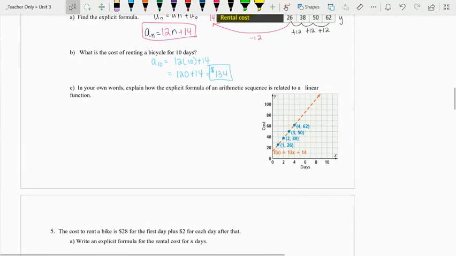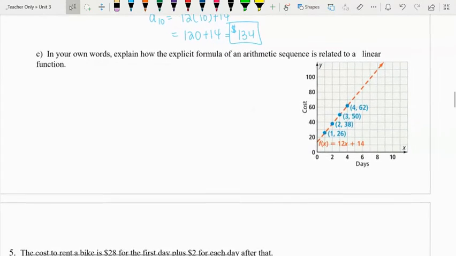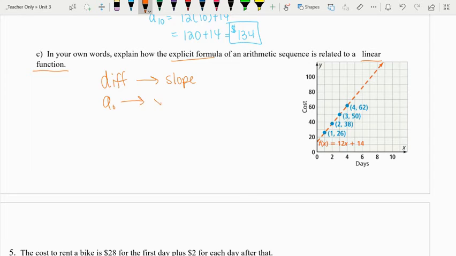All right, so the last part right here is just saying how the explicit rule or explicit formula is related to a linear function, okay? And again, you basically can say stuff like your difference is the same as slope, and your a sub 0 is the same thing as your y-intercept, right? So we're plugging it in. A sub n equals d times n plus a sub 0 versus f of x equals m times x plus b. Okay, so it's very, very similar.